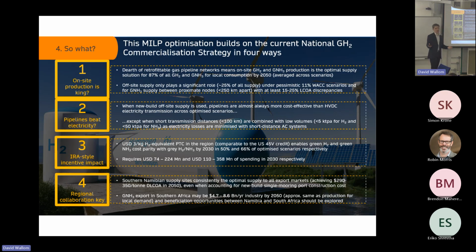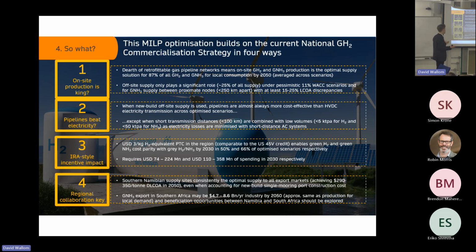As I mentioned, in the strategy documents currently published in the region, there's very little consideration of this. But the southern Namibian supply sites are consistently the optimal supply sites to global markets, achieving between $290 to $350 per ton delivered for green ammonia in 2050, even when you account for the cost of building a new port in order to facilitate this.